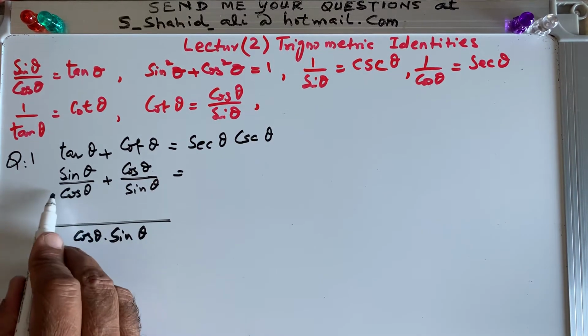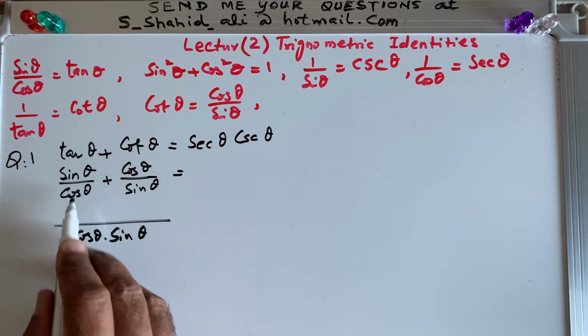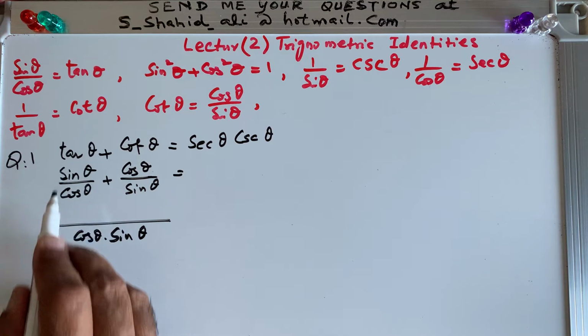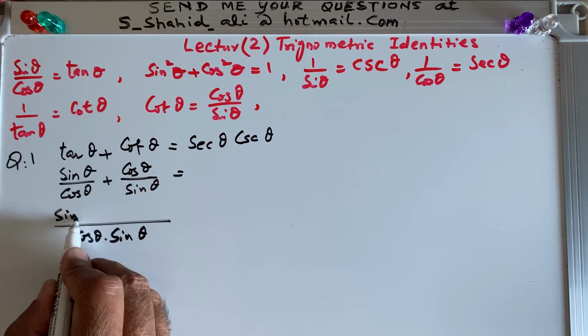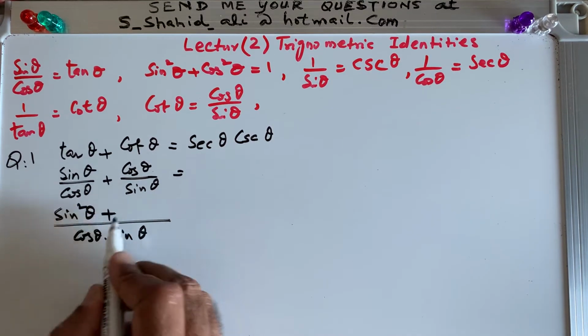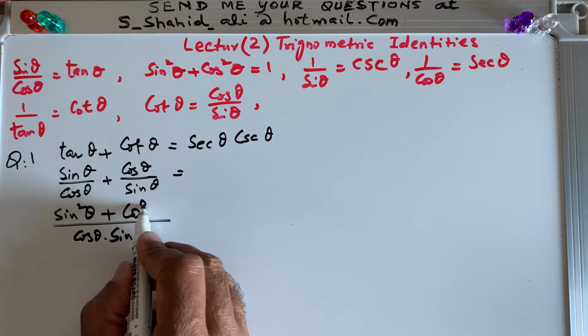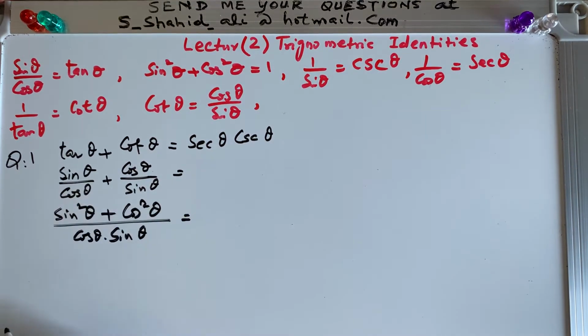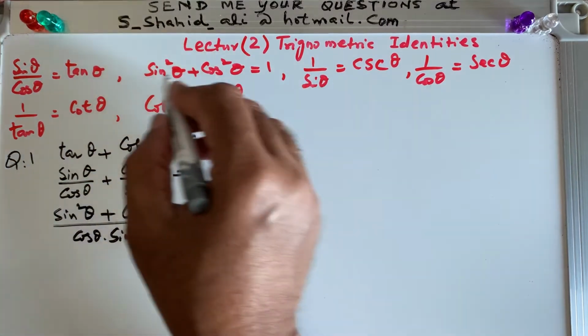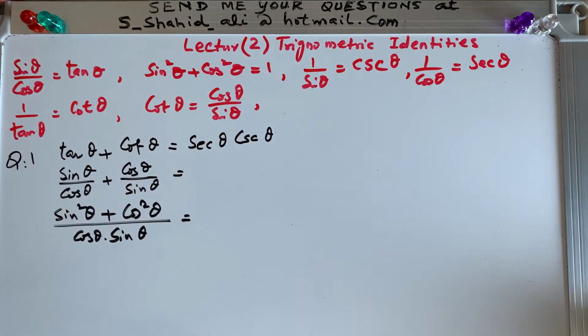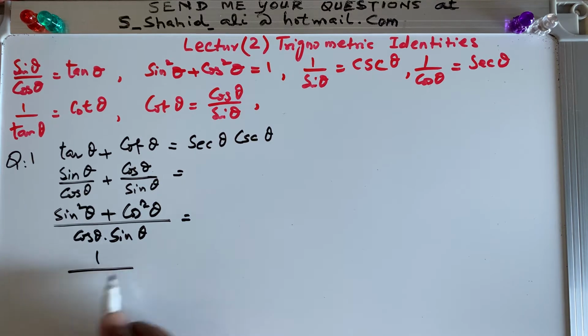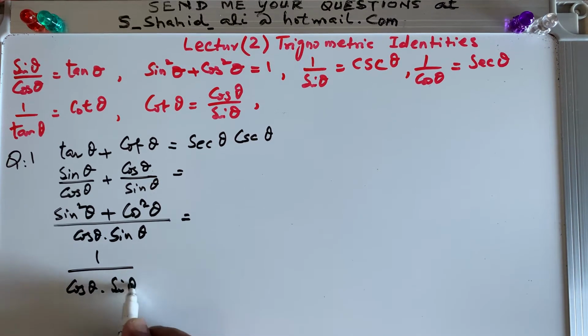So if we divide, this denominator goes and divides here. So cos cancels, sine is left, sine goes on the top, sine squared theta. Plus sine cancels, left is cos, goes over the top, so cos squared theta. And we use this identity, sine squared theta plus cos squared theta is equal to 1. So I am left with 1 over cos theta and sine theta.